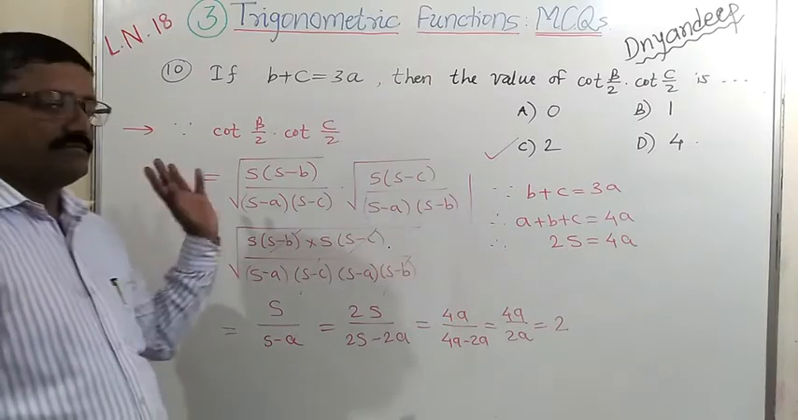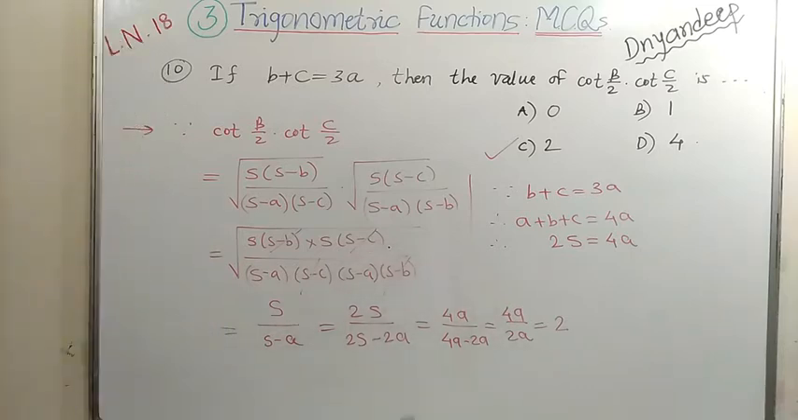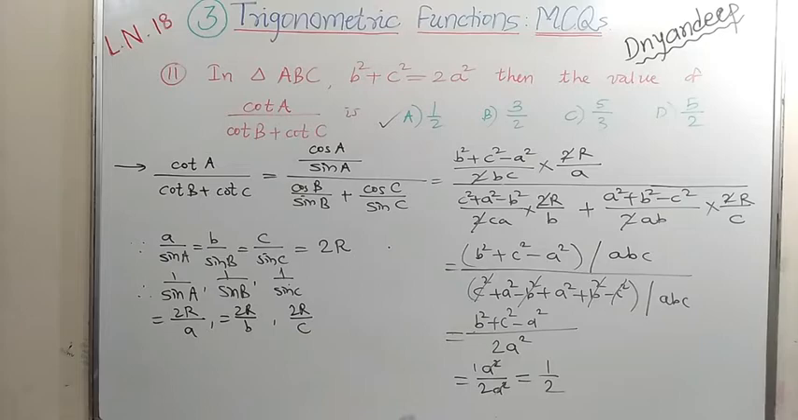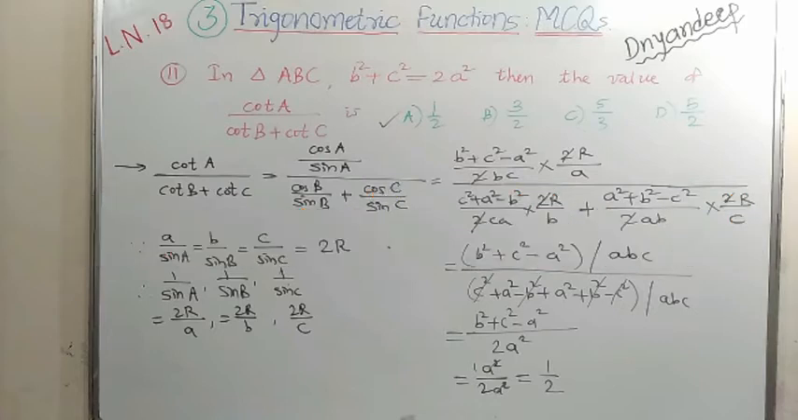So this one is very simple. Now let us see example number 11. In triangle ABC, b square plus c square equal to twice a square. Then the value of cot A upon cot B plus cot C is: option A half, option B 3 by 2, option C 5 by 3, and option D 5 by 2.